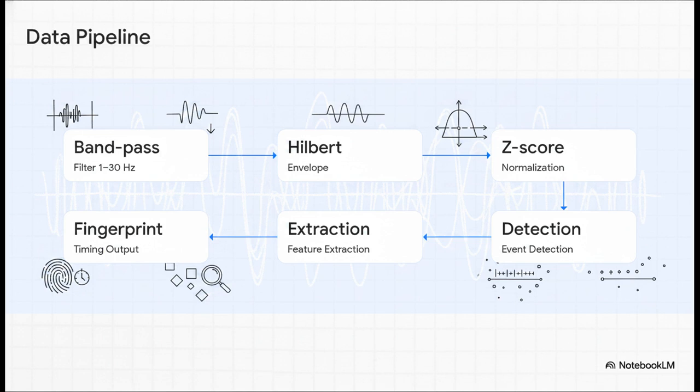I want you to imagine your raw, messy data entering this system. First, it hits step 1, where it gets cleaned up by a band-pass filter, isolating frequencies right between 1 and 30 Hz, basically stripping out irrelevant noise. Then, moving to step 2, the algorithm calculates the Hilbert envelope to mathematically trace the actual power of the signal. In step 3, it applies z-score normalization to standardize the scale across all different subjects and recordings. Once the data is beautifully prepped and standardized, we hit the true magic in step 4, the NeuroByte event detection phase. That curated data feeds right into step 5, feature extraction, ultimately stamping the data in step 6 with a final, highly precise timing fingerprint.